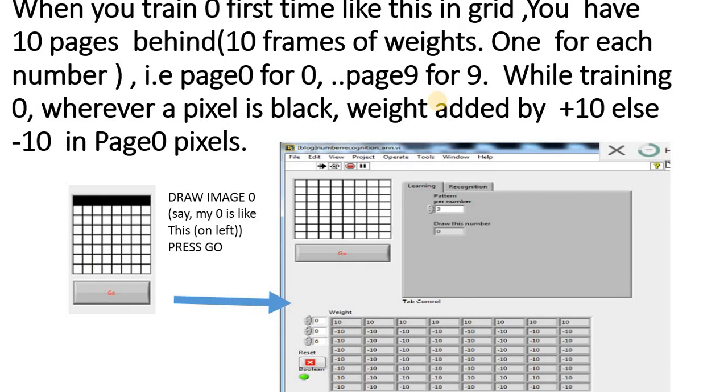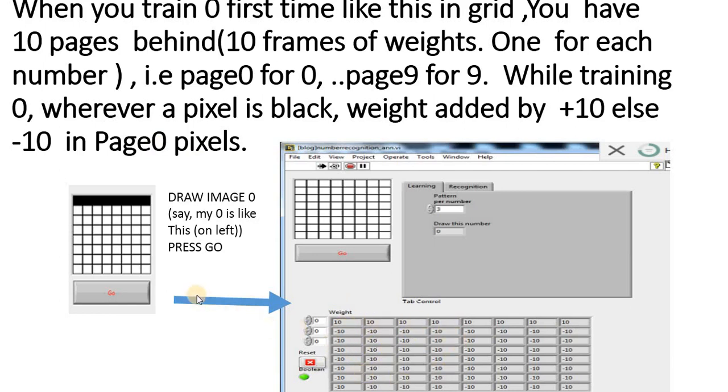Now when you train 0 the first time like this in this grid, you have 10 pages behind, as I said. That means 10 frames of weights, one dedicated for each number. For example, page 0 or grid 0, as I call it, is for 0, and page 9 or grid 9 is for 9. So while training 0, wherever the pixel is black, wherever you have drawn, those portions will be incremented by 10, a weightage of plus 10.